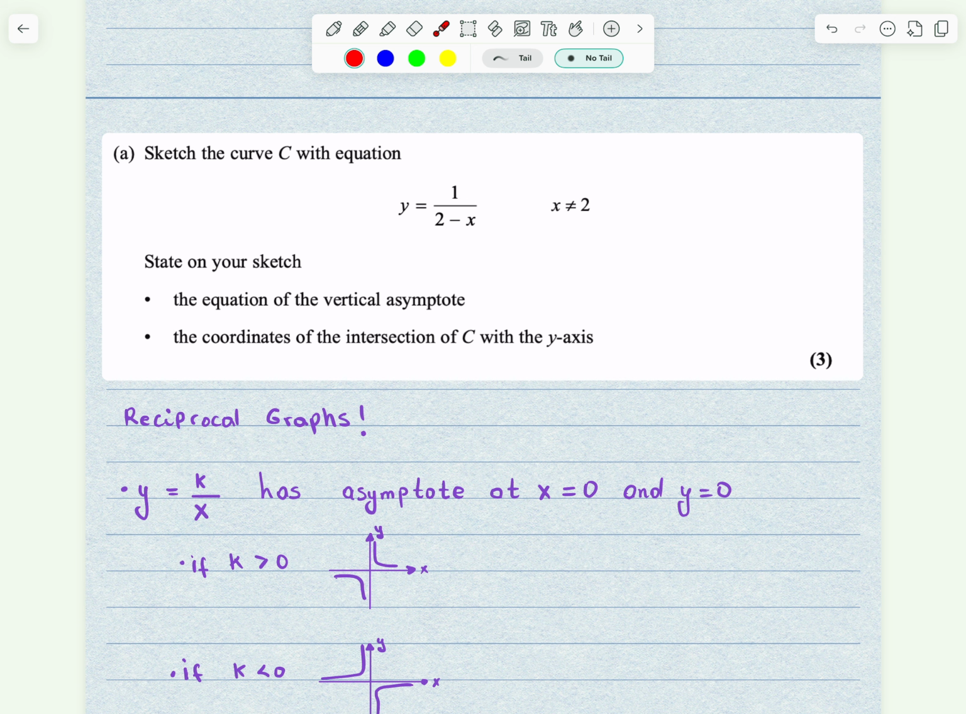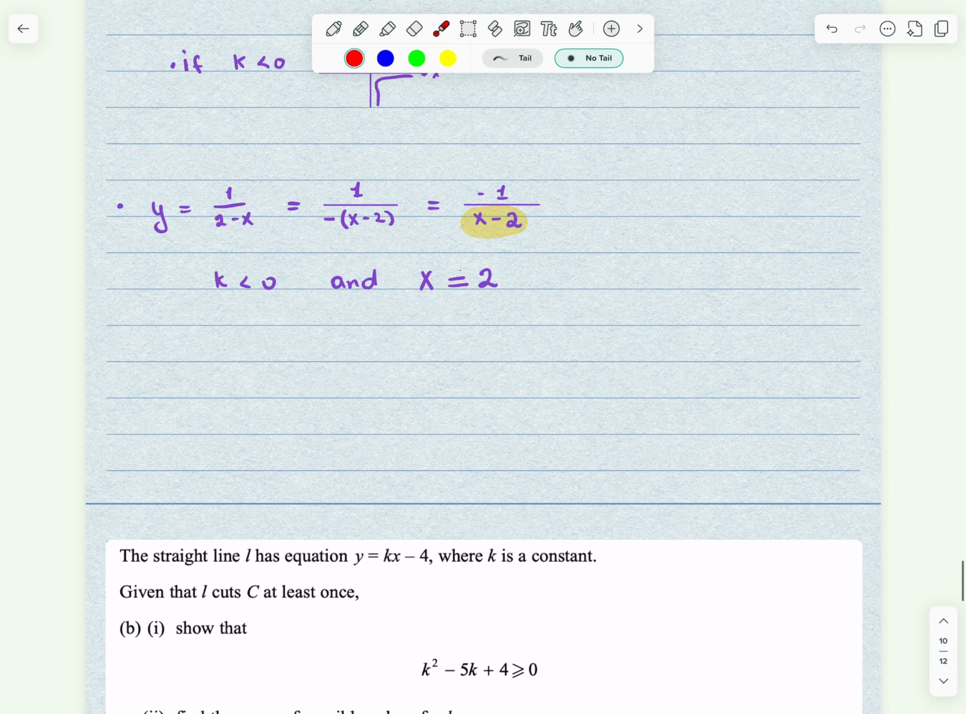The y value, or range, is undefined at 2, because if you take x as 2, it's negative 1 divided by 0, which is undefined. So this is where we have the problem. So k is less than 0, and x cannot be 2, where we have the vertical asymptote. Now I'm going to sketch first the Cartesian plane, the xy plane.